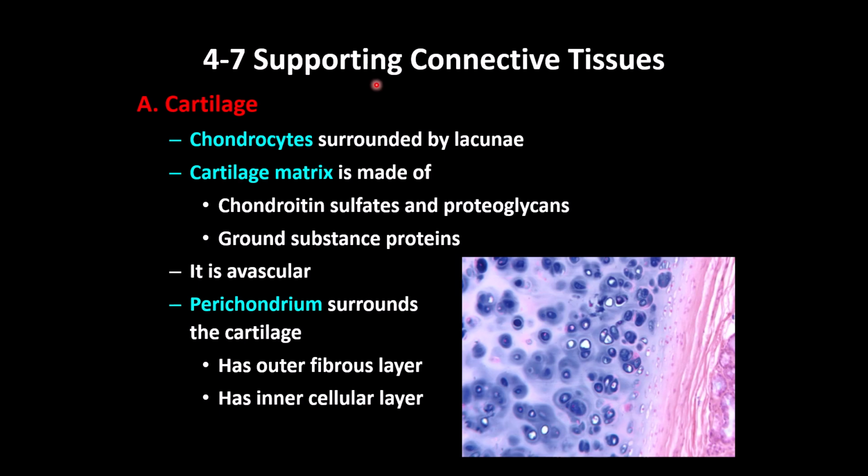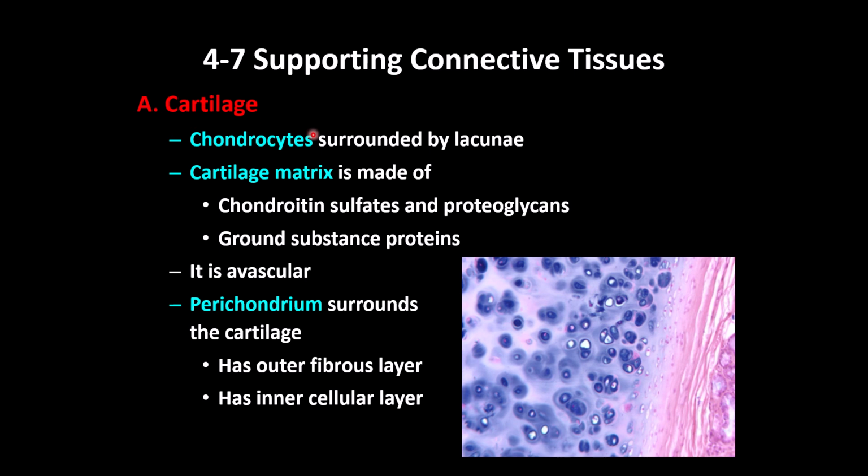Now is the other type of connective tissue. So we had connective tissue proper, we have fluid connective tissue. Now is the supporting connective tissue. There are two types of supporting connective tissue. One is cartilage, the other one is bone. So let's talk about the cartilage first.